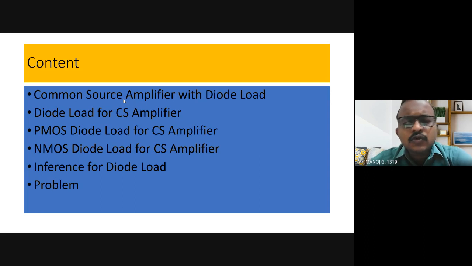The diode load we are going to construct using PMOS as well as NMOS. So what happens when you apply PMOS as a diode load? How will the amplifier produce the gain? That we will be looking at, and similarly NMOS. Then we'll have the inference of diode load and we'll see a small problem on how to construct a diode load using the common source amplifier. Okay, this is the content flow for today's class.